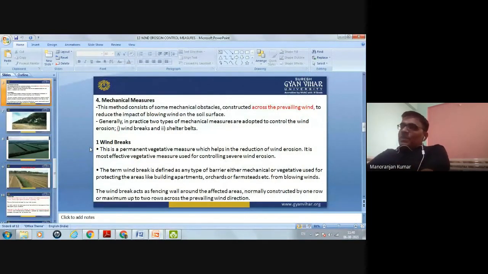Both are the same. Wind break is a permanent vegetative measure which helps in reduction of wind erosion. It is the most effective vegetative measure used for controlling severe wind erosion. The term windbreak is defined as any type of barrier, either mechanical or vegetative, used for protecting areas like buildings, apartments, orchards, or farmsteads, etc., from blowing winds.